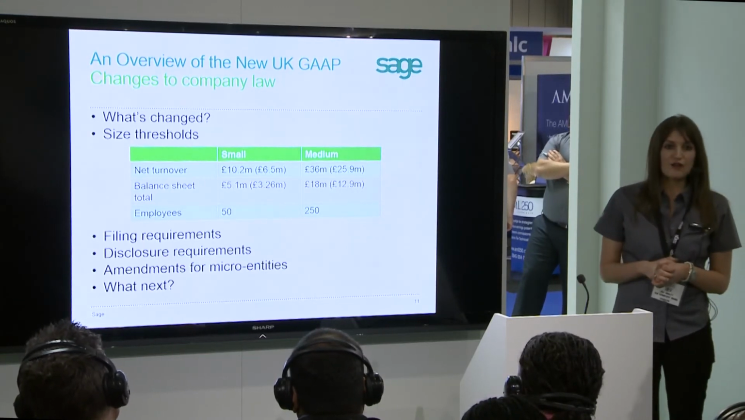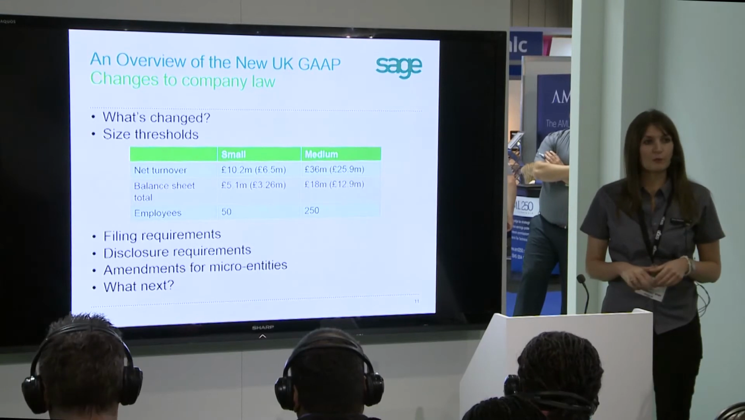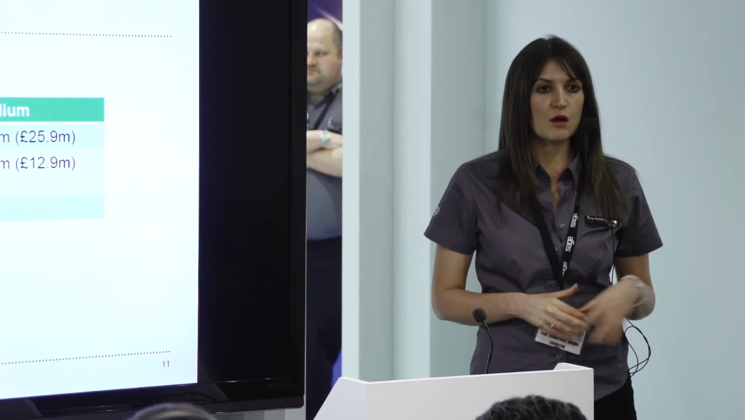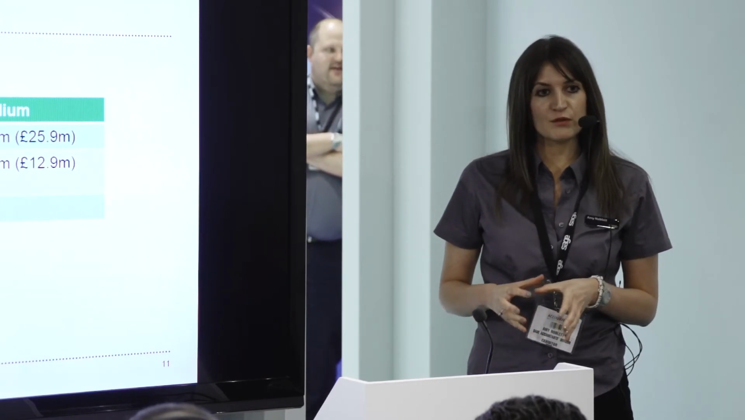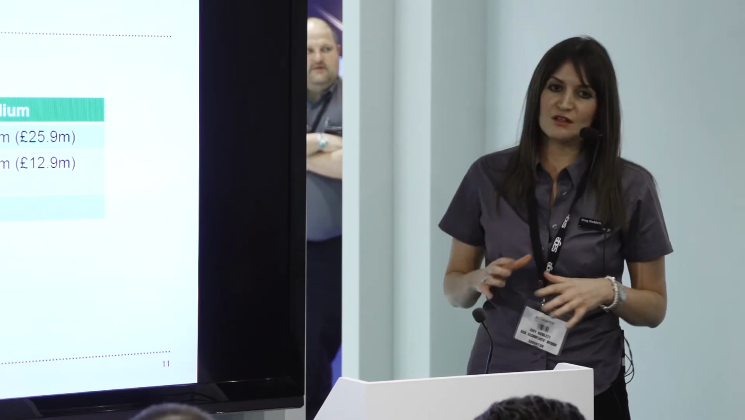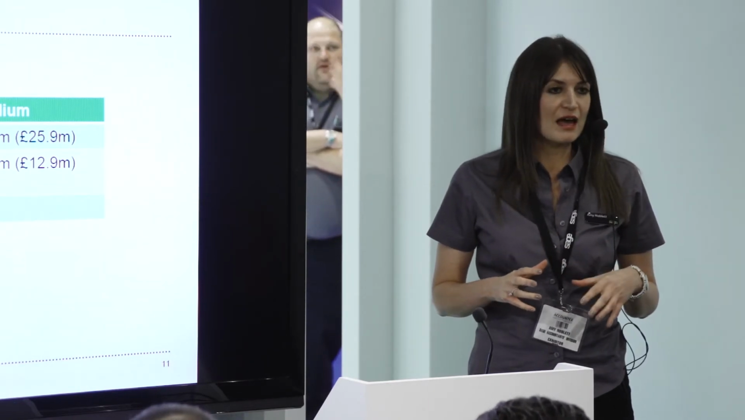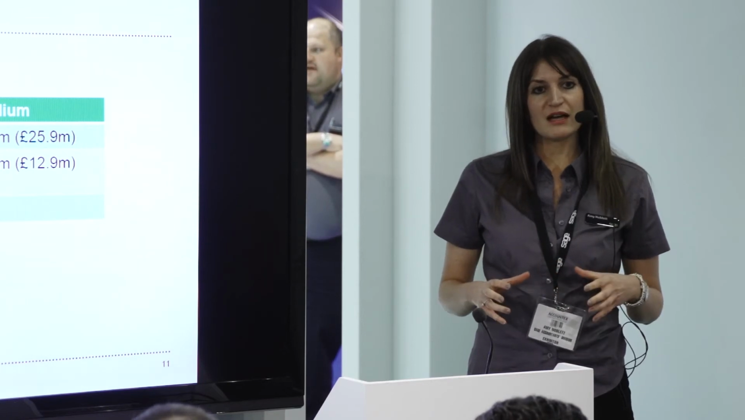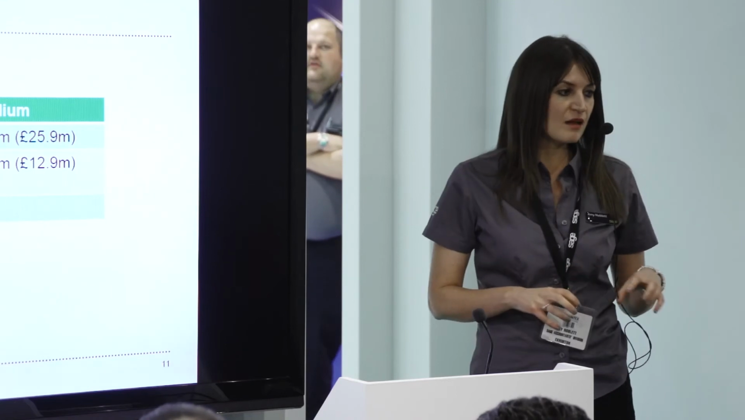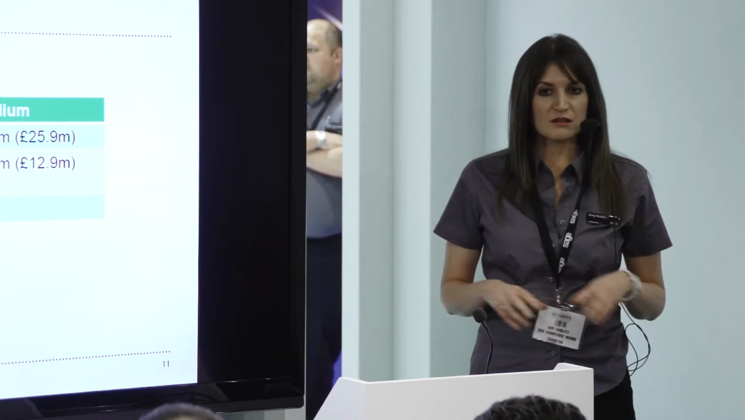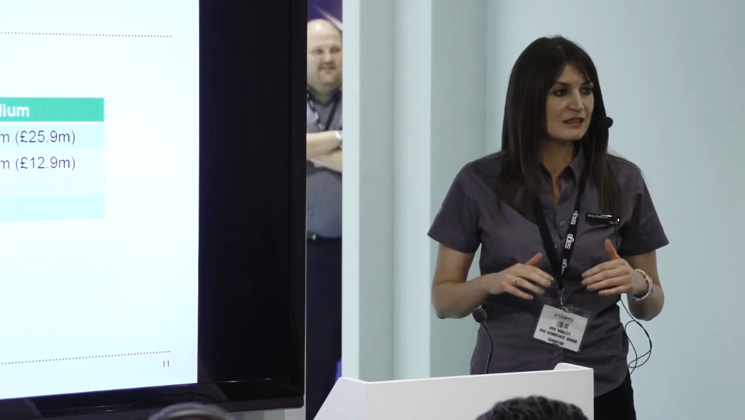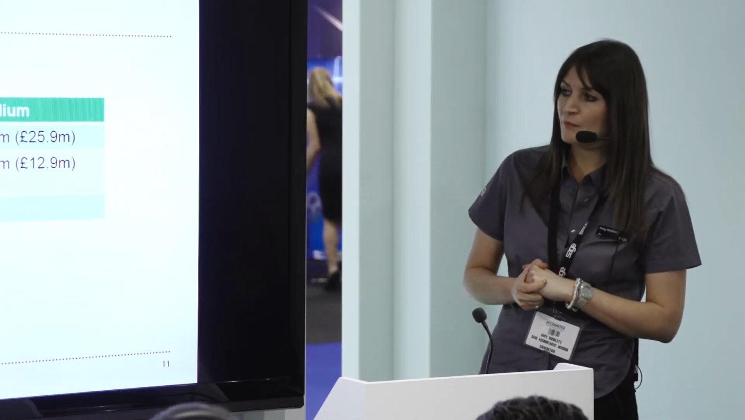There's changes to filing requirements. So a lot of small companies at the moment prepare full accounts for their members and the shareholders, and abbreviated accounts for filing to Companies House. That concept has sort of gone. So there is now a concept of a simplified set of accounts or abridged accounts, but those you could send to the shareholders and to Companies House for filing. So there wouldn't be two completely different sets of accounts.